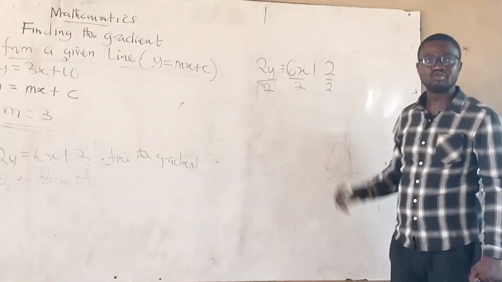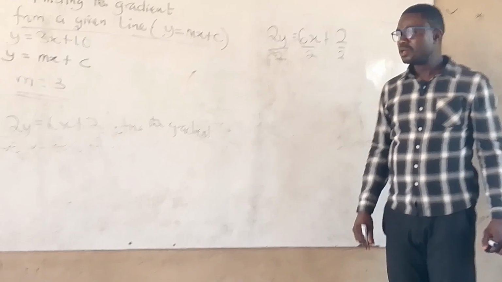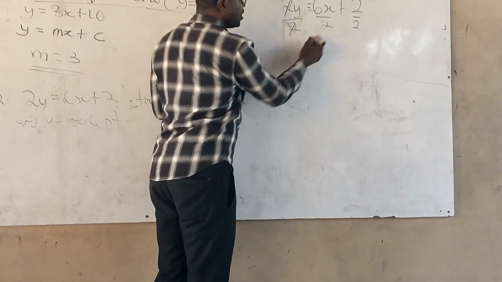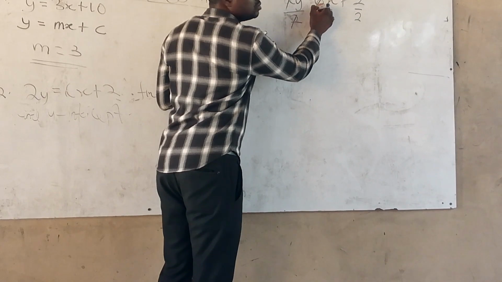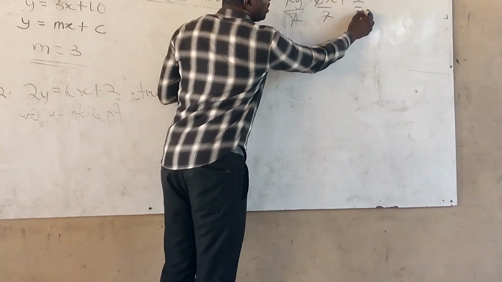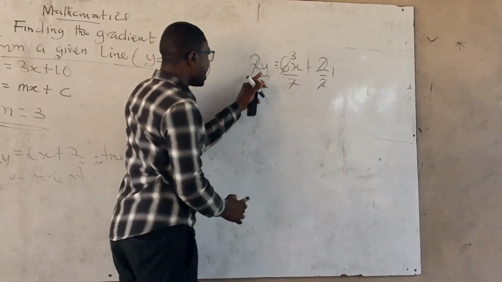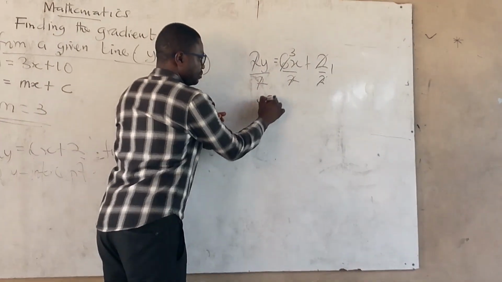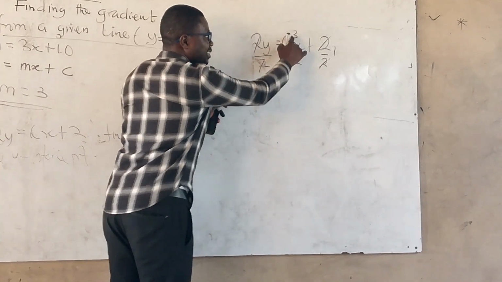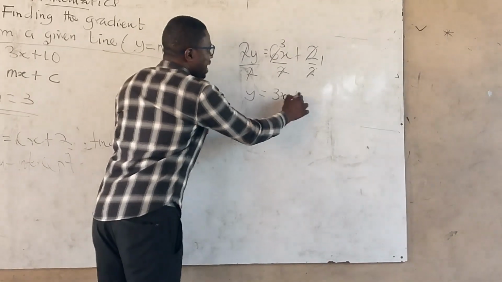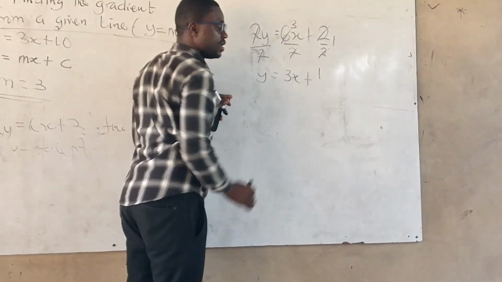Everything by 2. It means 2 is going away. So when you divide everything by 2, 2 will cancel 2 here. 2 will go into 6, 3. And then 2 will go into this 2, 1. Are you okay? So we have y is equal to 3x plus 1, the final answer. Are you okay?